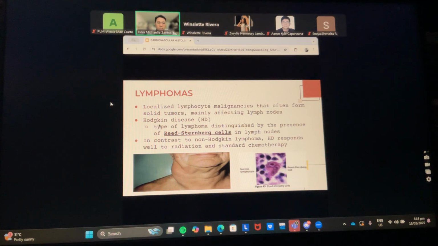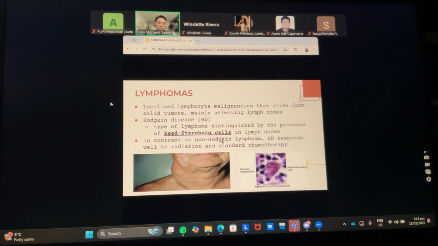So mostly your lymphomas can be the Hodgkin type or your Hodgkin disease. Okay? So a type of lymphoma distinguished by the presence of the Reed-Sternberg cell. Okay? So kapag binayopsi mo tong bukol na to, nakakita ka ng Reed-Sternberg cell, your Reed-Sternberg is a histopathological marker of your lymphoma, okay? So it's basically a bilobed nucleus with prominent nucleoli that resembles an owl. Okay, so kung mag-i-imagine ka, para siyang mata ng kwago, di ba?